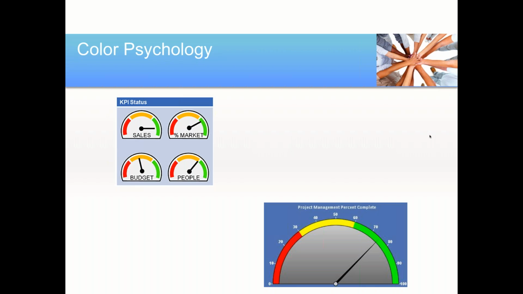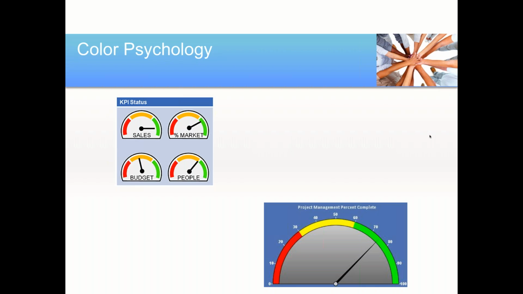You're doing good. Your percent of market is good. You're in the green, but you're in the lower green, so you may want to work on that a little bit. A budget, you're in the lower yellow, almost to red, so you want to work on that. And then people, you're kind of in the middle of the yellow and green. So you may want to do a little bit more to get in the green. So that's what people think of.